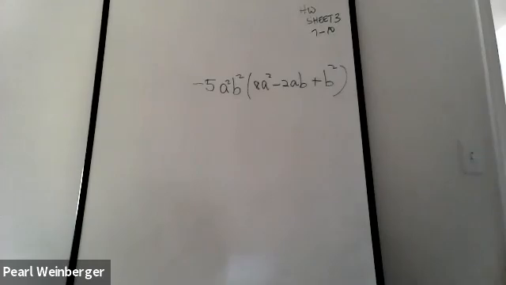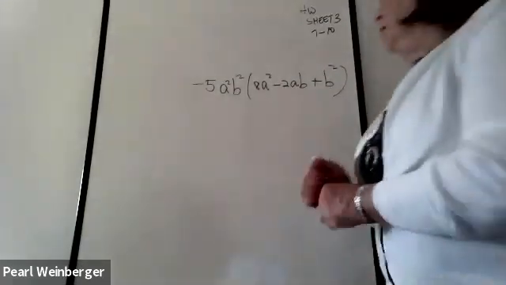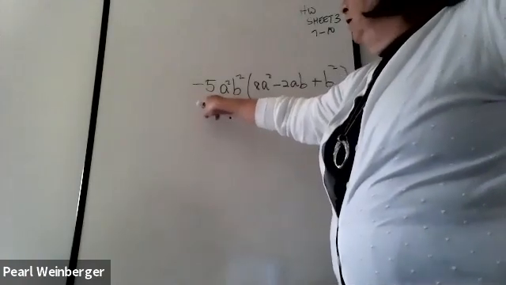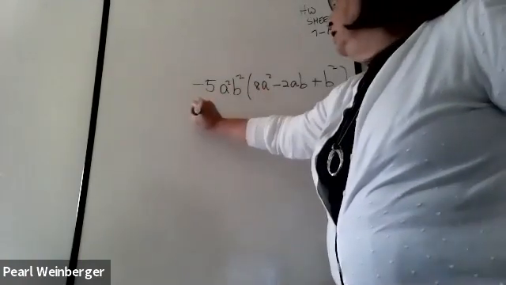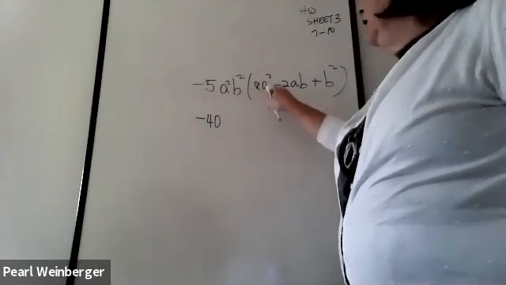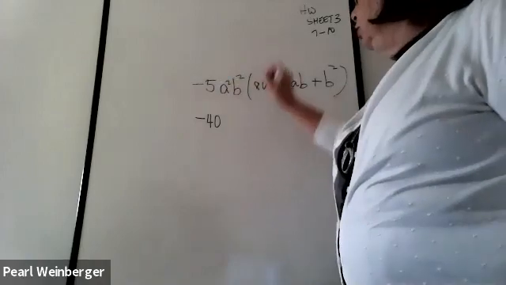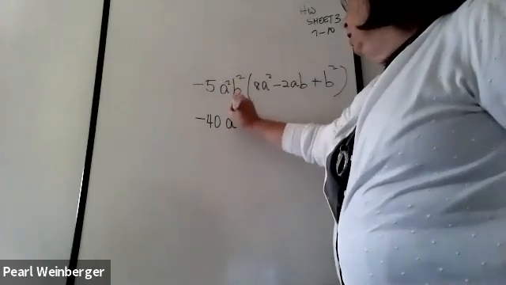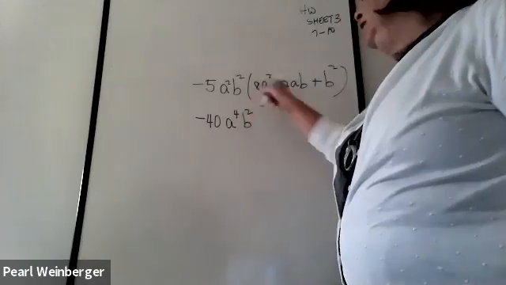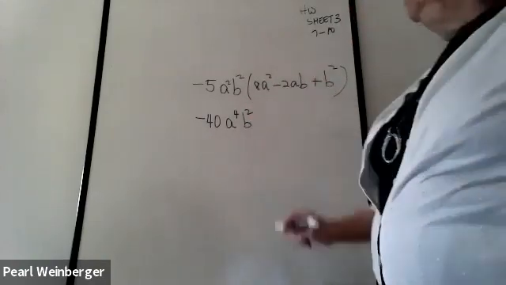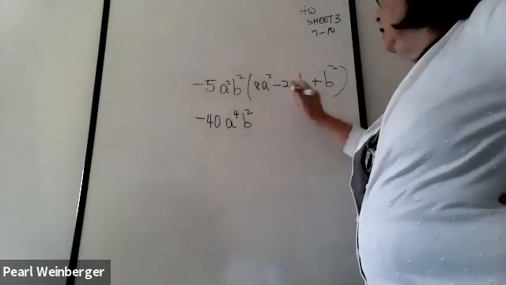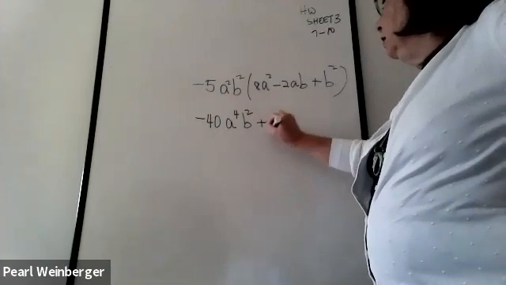Okay, let's finish this off and then I'll let you go for the day. Multiplying negative 5 times 8 will give us negative 40. The a squared times the a squared, well, I'll add 2 and 2, that'll give me a to the 4th. And just bring the b squared over because the b squared doesn't have another b to multiply by. Then I do negative 5 times negative 2 is plus 10.